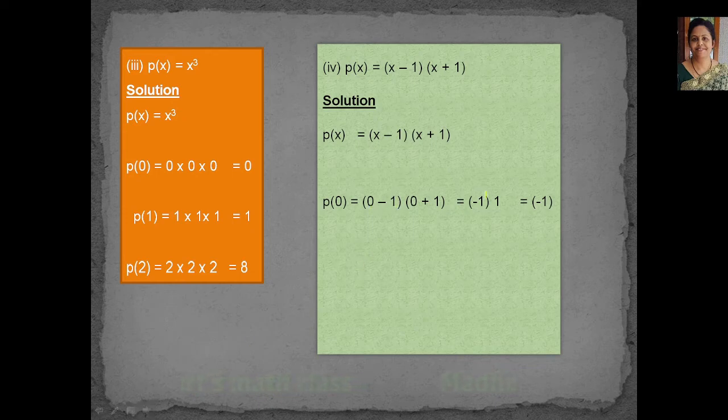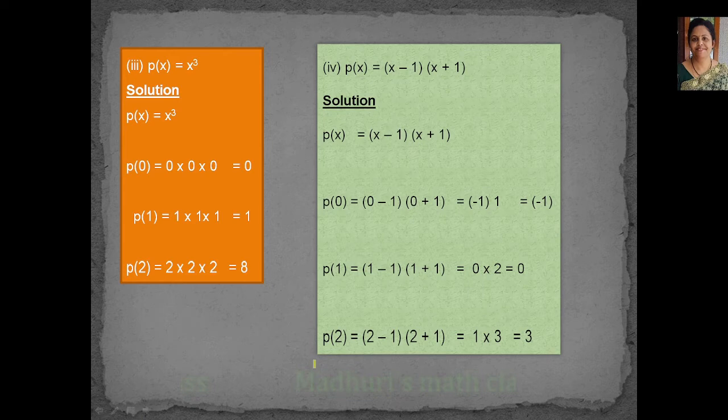0 minus 1 is negative 1, into 0 plus 1 is 1. What is negative 1 into 1? Negative into positive is negative. Next is P1. P1 means 1 minus 1 into 1 plus 1. 1 minus 1 is 0, into 1 plus 1 is 2. 0 into 2 is equal to 0.